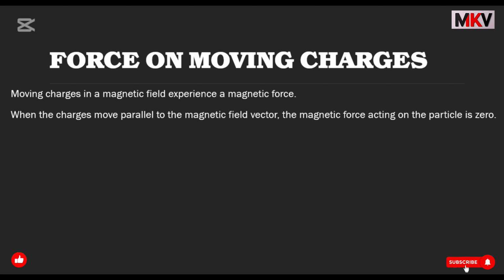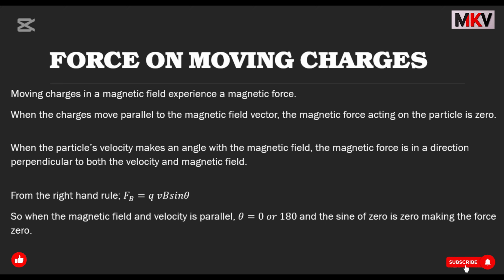When the charge is moving parallel to the magnetic field, the force acting on the particle is zero. When the particle's velocity makes an angle with the magnetic field, the magnetic force is in a direction perpendicular to both the velocity and the magnetic field. So from the right-hand rule, as we saw earlier, we know that the magnetic force equals charge times velocity times the magnetic field times sine theta.